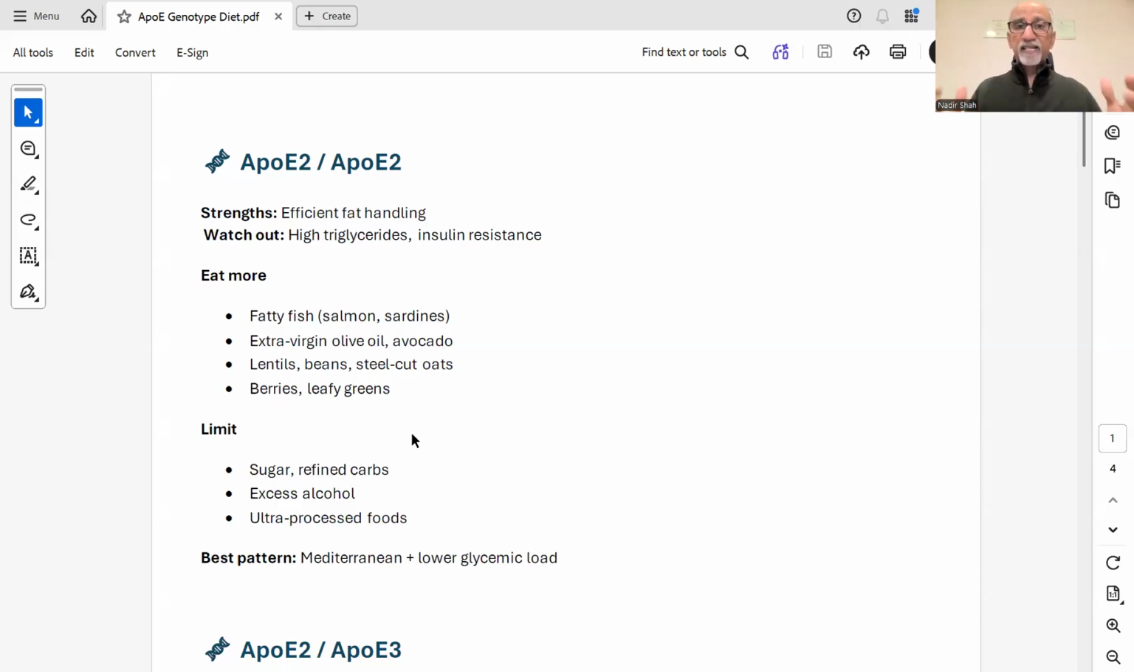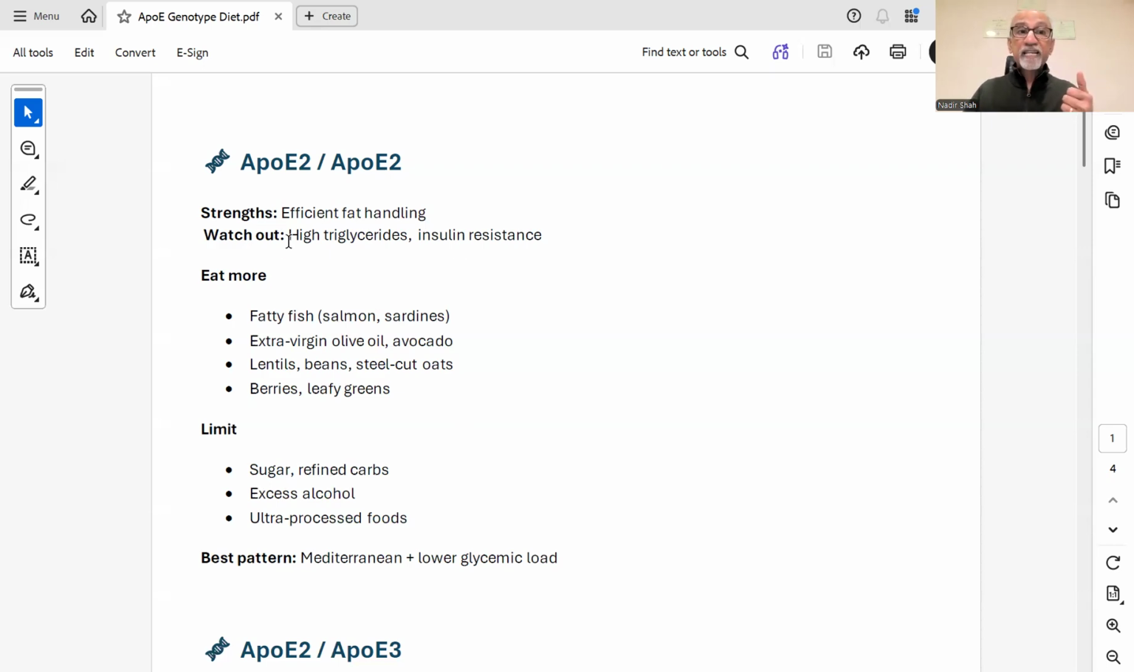This is not guidance, basically. This is a chart which I have come across, based on the scientific literature which I have read and communicating with ChatGPT. It gave me a customized chart based on the individual ApoE genotype for all 6 categories. So ApoE genotype 2, their strengths are efficient fat handling, okay. Watch out for high triglyceride and insulin resistance, because they don't handle the carb source very well, particularly refined carbs and sugar, and they cannot handle insulin sensitivity very well.